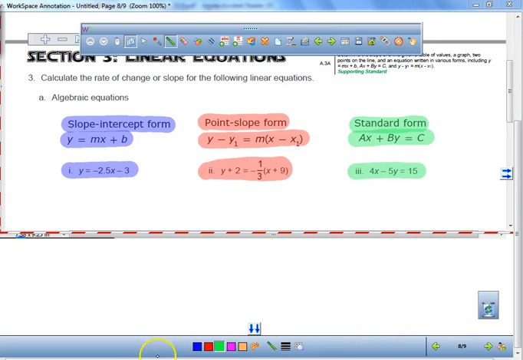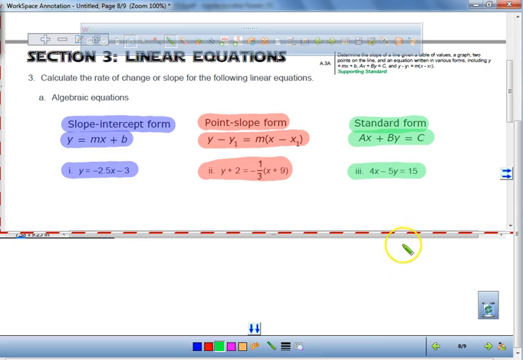Write that down. All right, unfortunately we're out of time today, so we're going to have to pick this up tomorrow. We're going to talk about slope-intercept form, point slope form, and standard form, and how to find the slope in all three forms. Two of these are very easy. One is slightly more difficult.